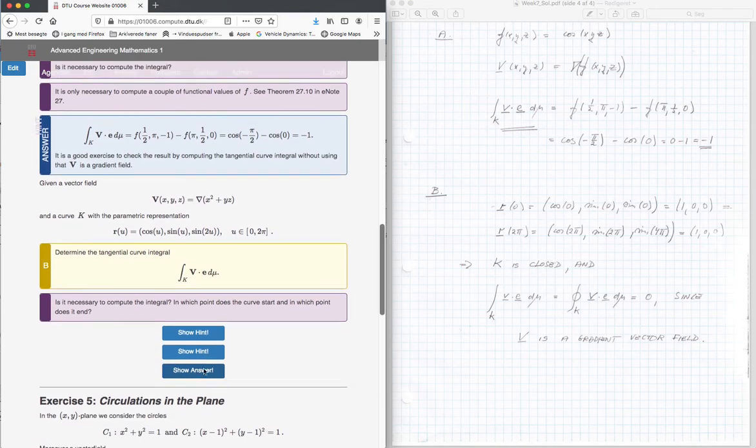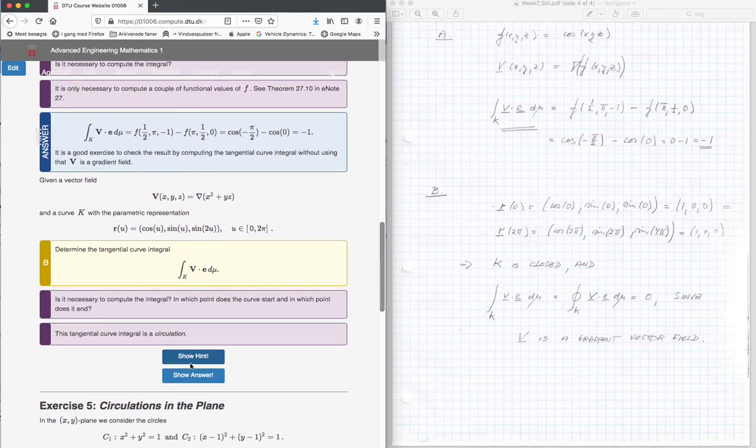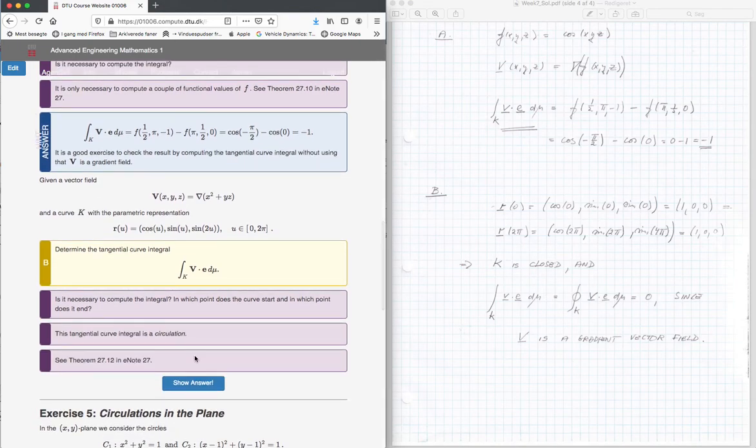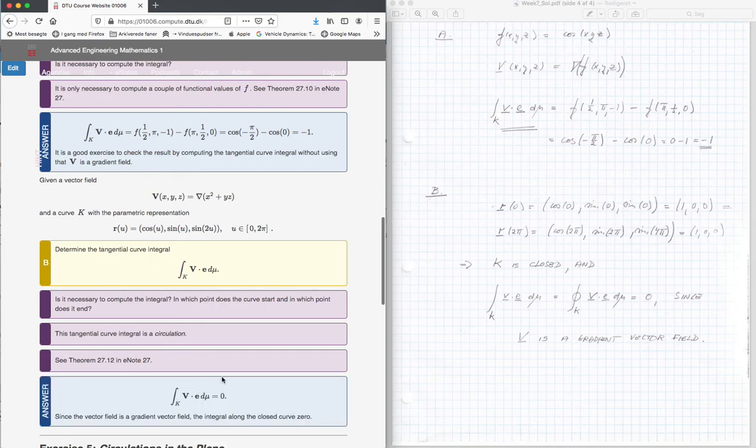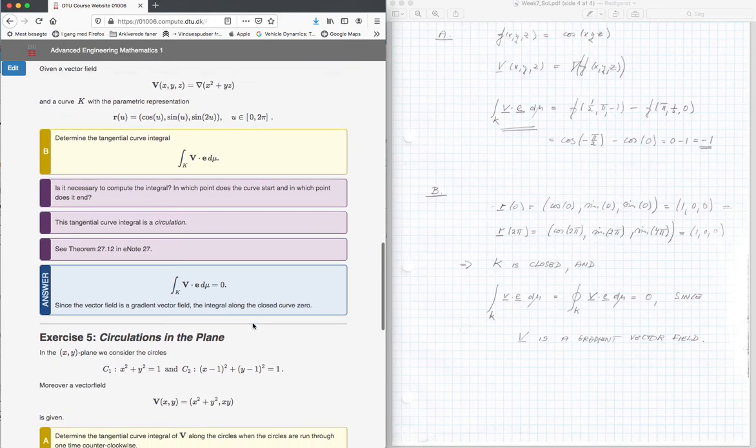Let's see about the hence. Yeah, so that's a circulation, and you can look it up in the e-notes, the reference, and here you have the result.